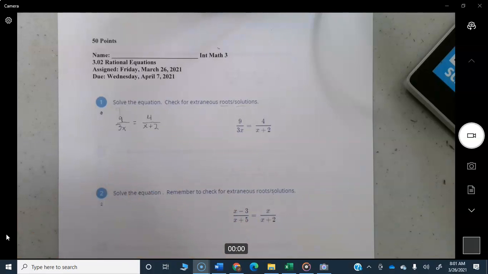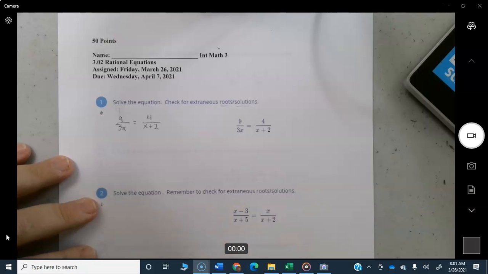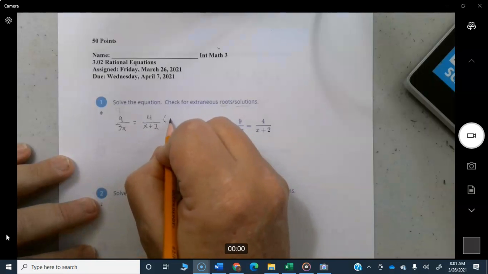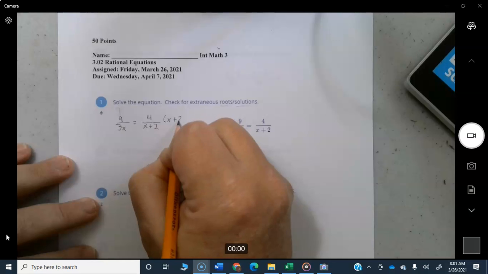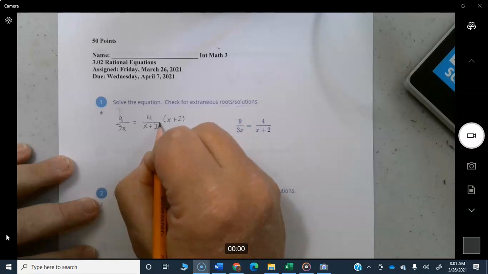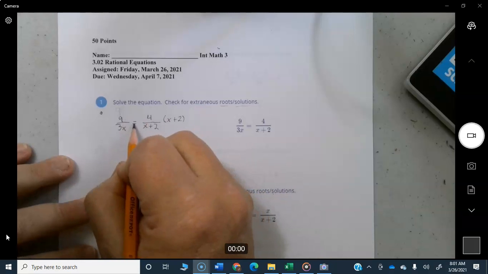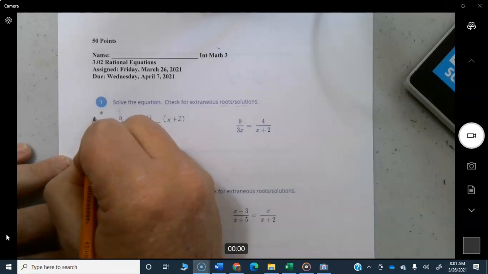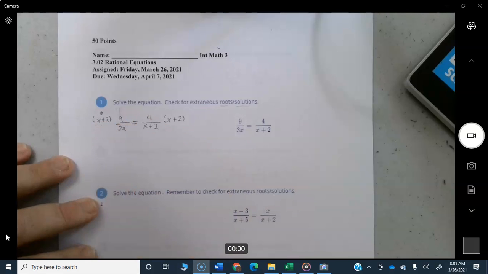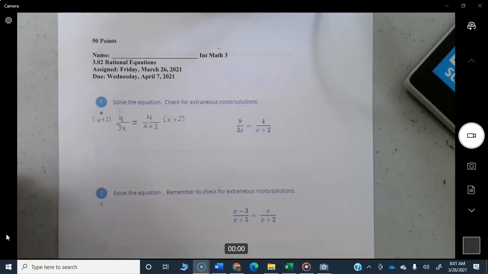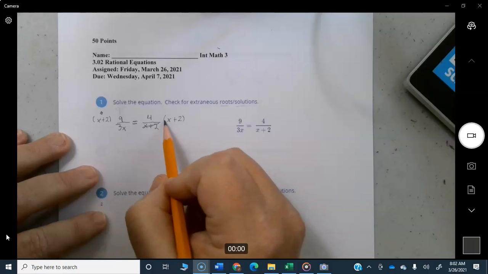I'll show you a way to shortcut that a little bit in some of the later problems in this assignment, but for right now, what you do is you multiply the top over here by x plus 2. The overall rules of algebra say that you can do anything to one side of an equation as long as you do the same thing to the other. So I'm going to multiply this side by x plus 2. As long as I do the same thing, I keep that equal sign in balance. So what that does is this cancels out with this.